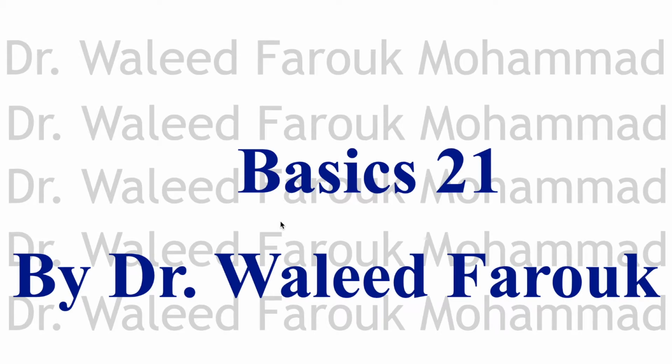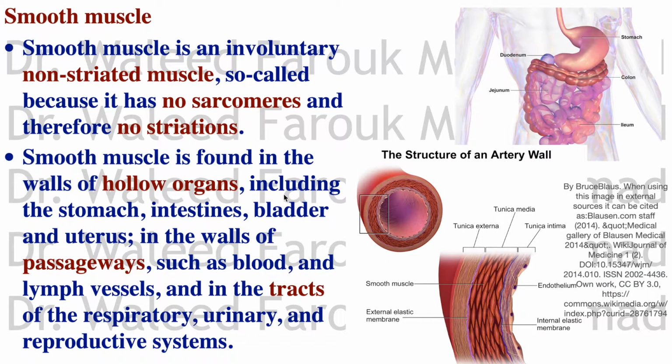In this lecture we will talk about smooth muscles, so let's begin. Smooth muscles are the third kind of muscles present in the body other than the cardiac and skeletal muscles. They are non-striated muscles, which have no sarcomeres and no striations in them. So don't expect the regular arrangement of myofibrils in the muscle fibers like the cardiac and skeletal muscles.